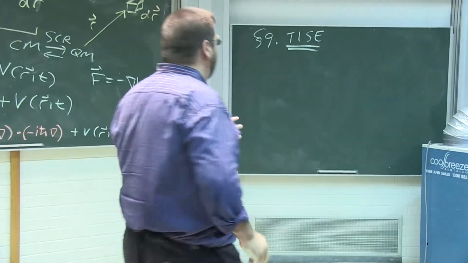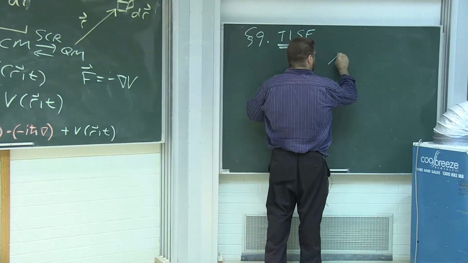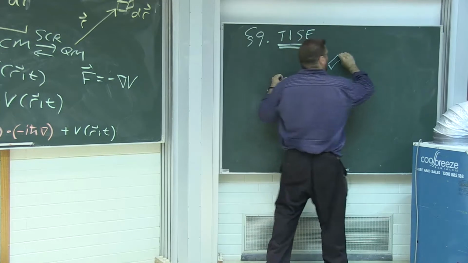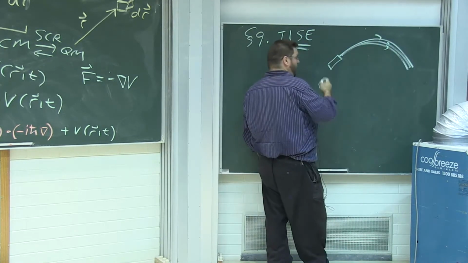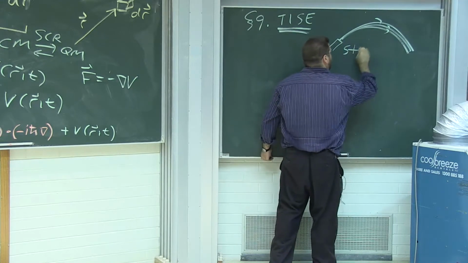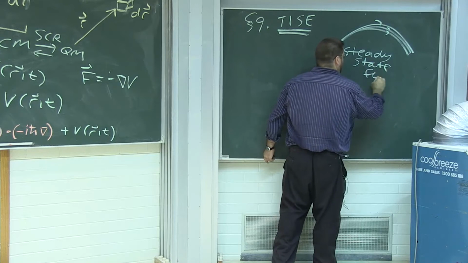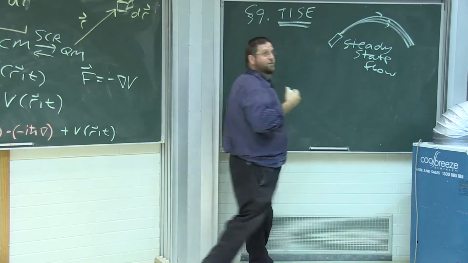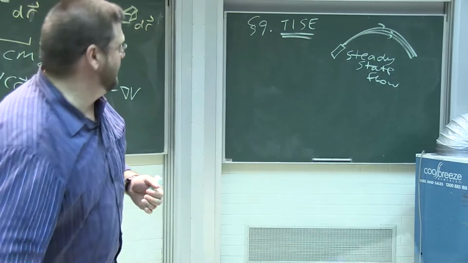Now, I want to begin with an analogy. Suppose that you had some fountain or some hose, and that hose was sending forth water, and that this hose sending forth water is steady state flow. So I'm putting quantum mechanics to one side for a second and talking about steady state flow. What do I mean by steady state flow?